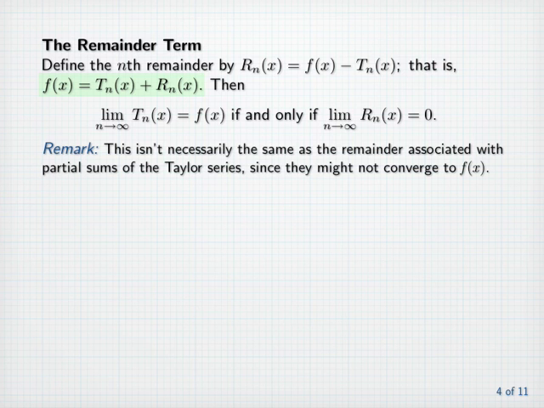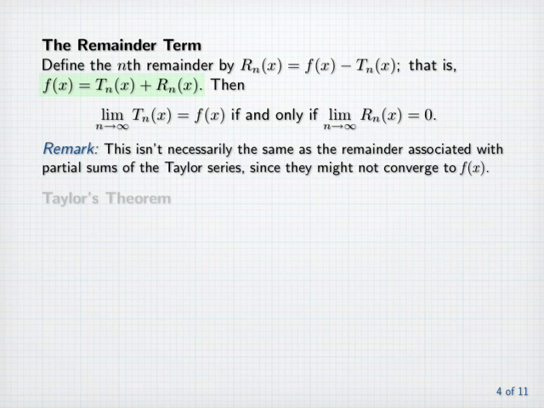An important remark: this isn't necessarily the same as the remainder associated with the partial sums of the Taylor series, since they might not converge to f of x. In other words, when we've previously discussed the remainder associated with a series, it was defined as the difference between the partial sums and whatever the series happened to converge to. Here we are specifically looking at the difference between the partial sums of the Taylor series and the function f.